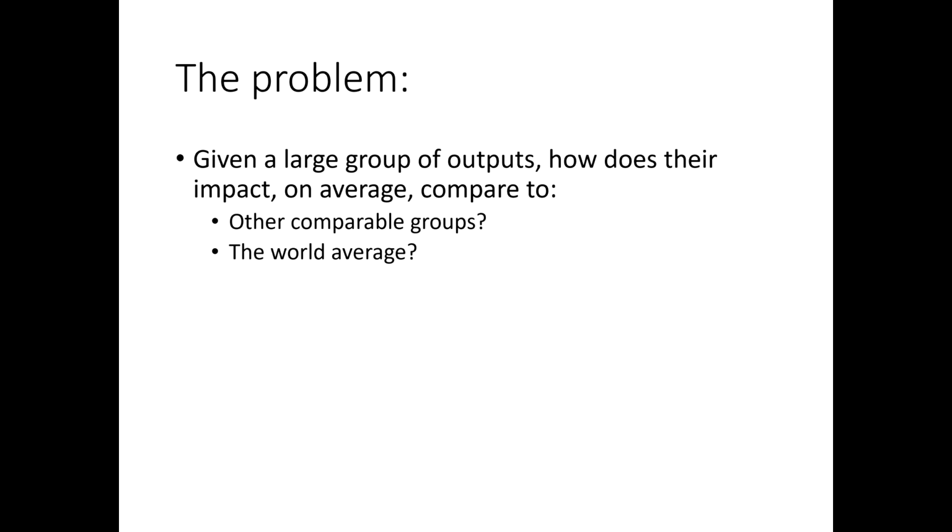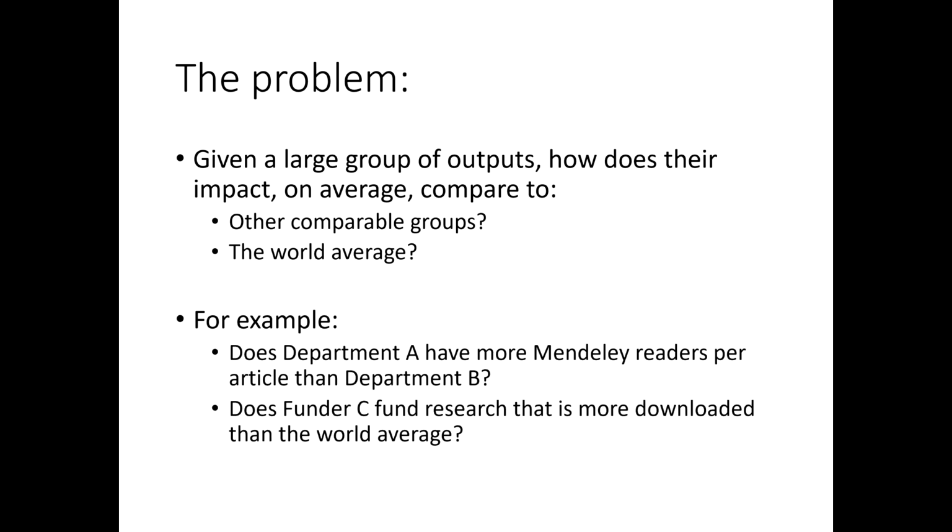The problem that we're going to deal with is, given a large group of outputs, how does their impact on average compare to other similar groups or the world average? We're going to look at both problems. For example, does Department A have more Mendeley readers per article than Department B? Or does Funder C fund research that is more downloaded than the world average? Both of these questions shouldn't be answered by taking simple averages, but must use a proper indicator.